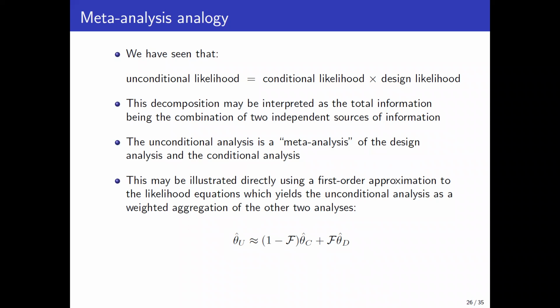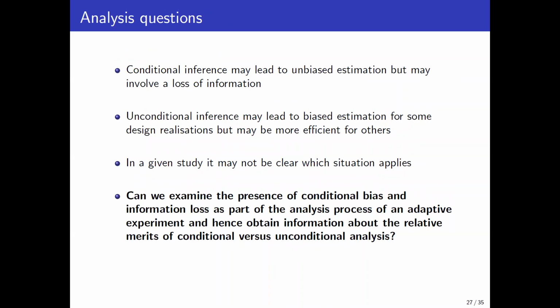So it's sort of a meta-analytic analogy. The overall information in the sample is essentially a meta-analysis of the design information and the outcome information given the design, weighted according to this design information fraction, which is a helpful way of thinking about that decomposition of information. And it also leads to some natural ways to explore the potential for bias in that unconditional approach.